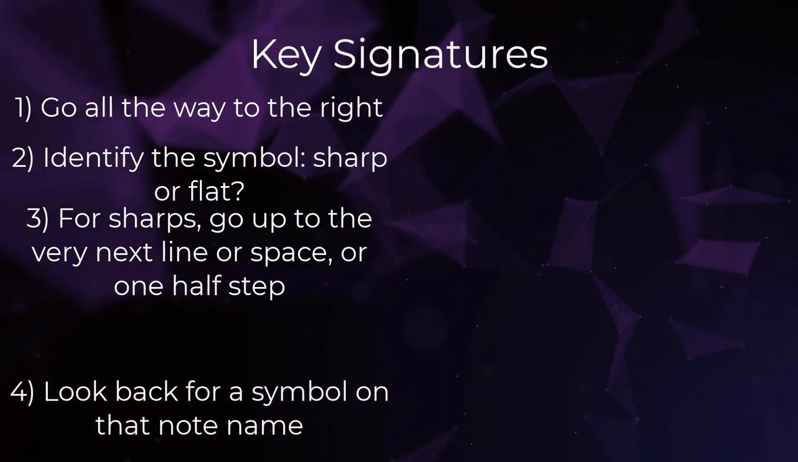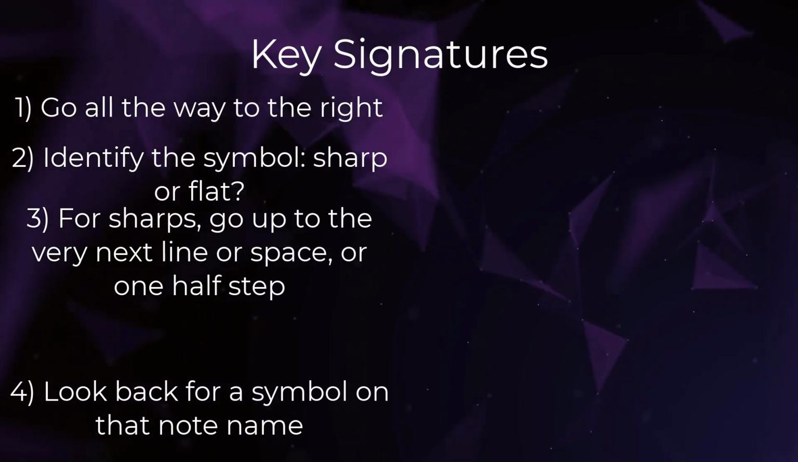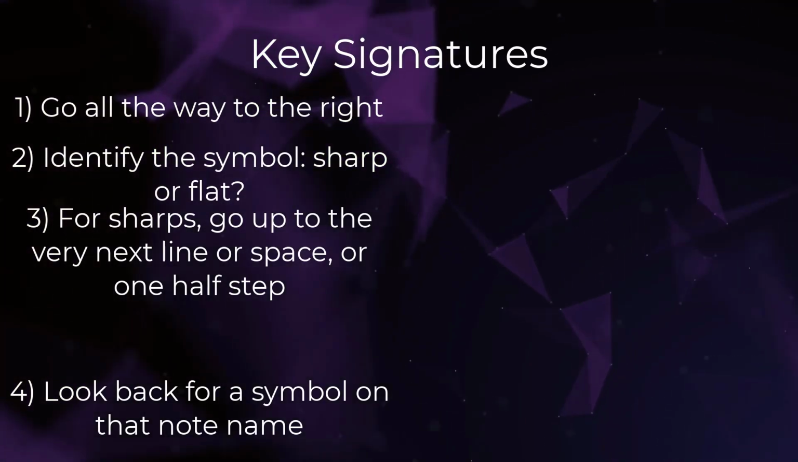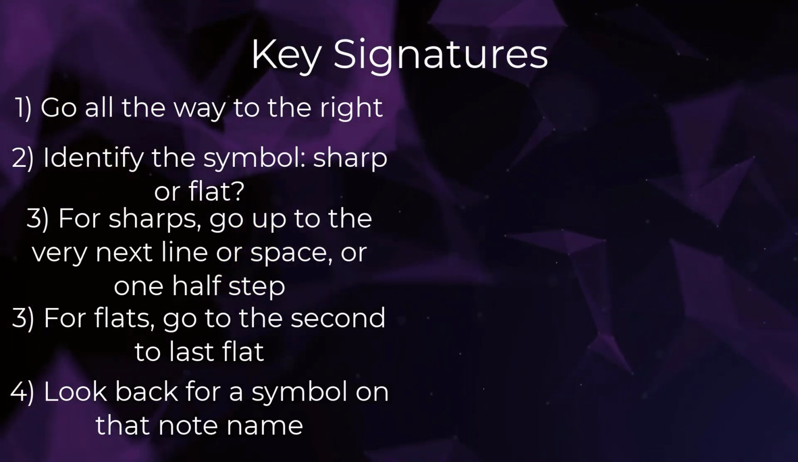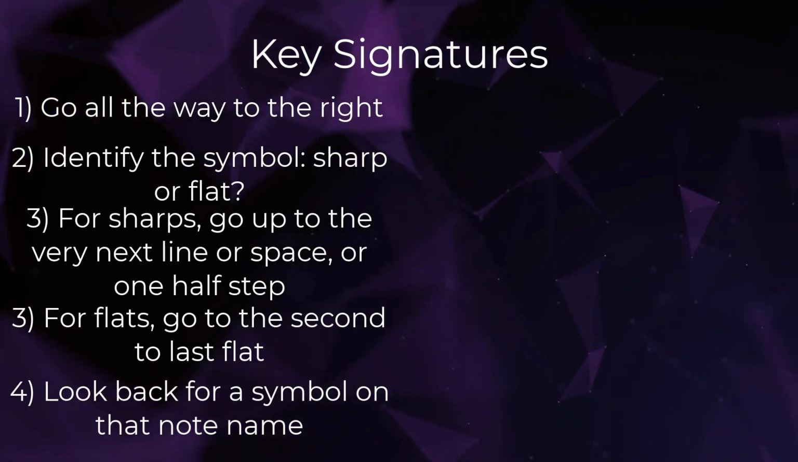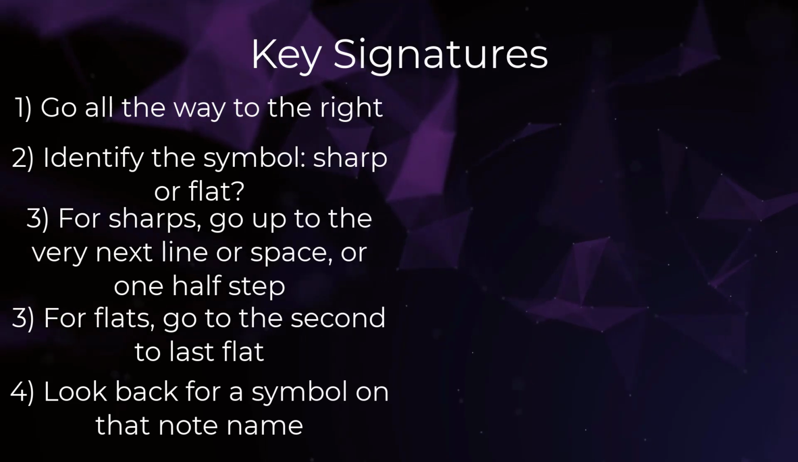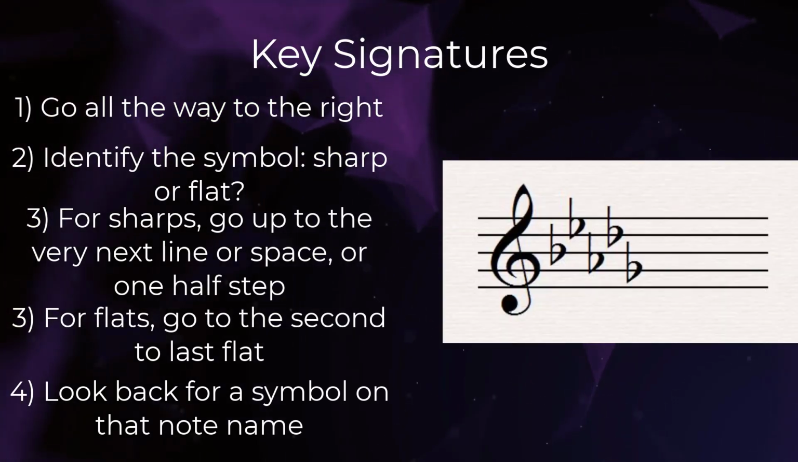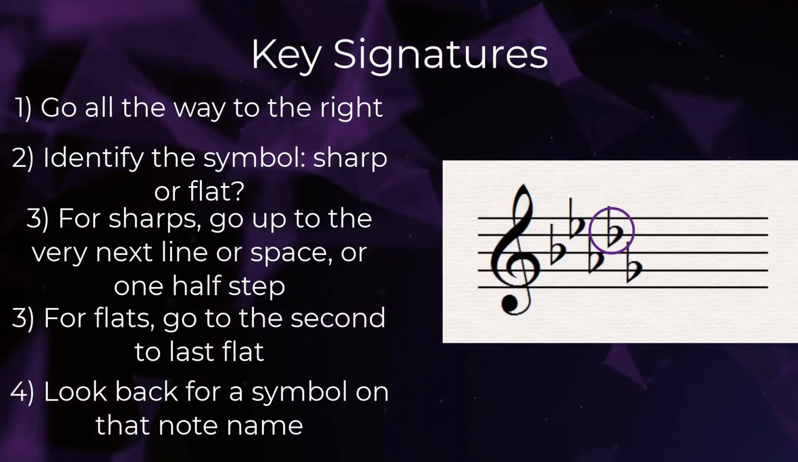For flats, follow the same steps 1 through 3. So we go all the way to the right, we determine these are flat symbols that we're looking at, and now is where we get a little bit tricky. For all key signatures with more than 1 flat, find the second to last flat. If there is only 1 flat, best to just memorize that one as F major. In this case, with 5 flats, that is here. Draw your notehead.